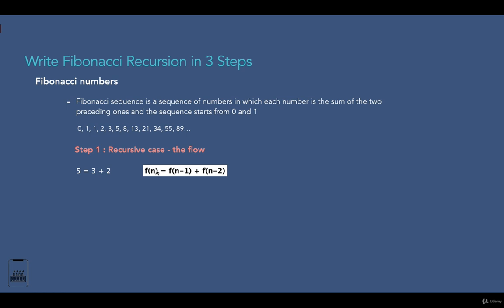Fibonacci of n is equal to Fibonacci of n minus 1 plus Fibonacci of n minus 2. So in this case, n is 5, Fibonacci of n minus 1 is 3, and Fibonacci of n minus 2 is 2. So if we sum them, we will get 5. Now this is our recursive case. Based on this recursive case, let's switch to Java and write our function and see how it works.